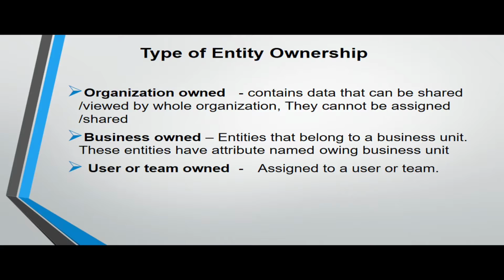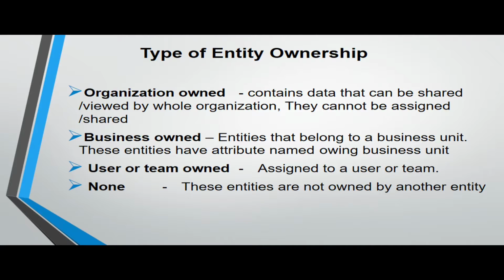The third one is user or team owned. It is assigned to a user or team. For example, in a business unit there are multiple groups, or you can say multiple teams, working on separate projects. So they will have their own set of entities that may be assigned to a particular user or a team. The last one is owned by none, because it has no ownership. These entities are not owned by any other entity. Okay, so these are the types of ownership that are available in CRM.